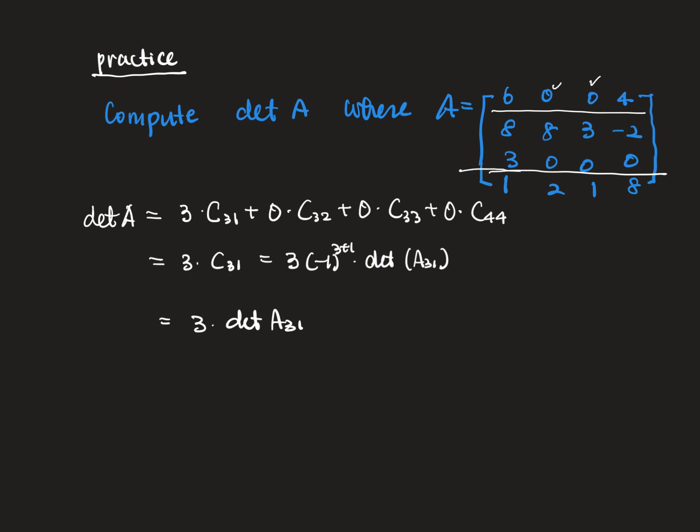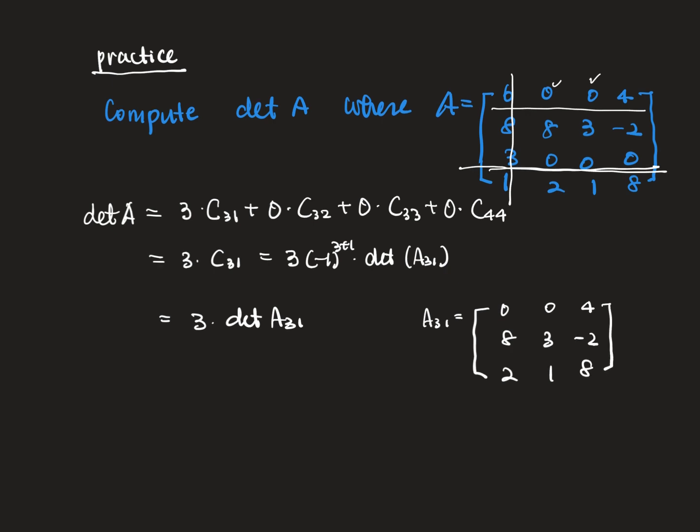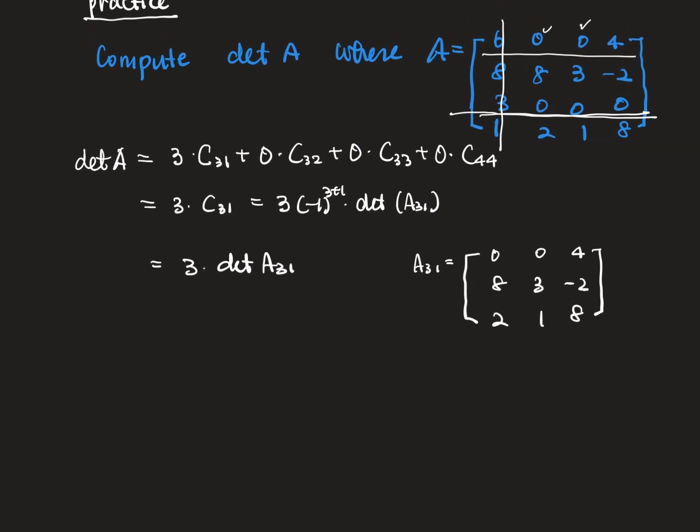So what is A31? A31 means third row, first column. So you have A31. I'm gonna make a matrix here, guys. So 0, 0, 4, 3, negative 4, 3, 2, 1, 8. So we want to find this determinant. Okay, the same rule you can apply.